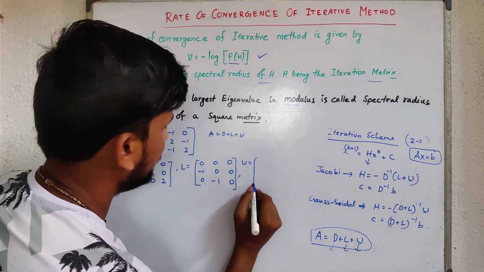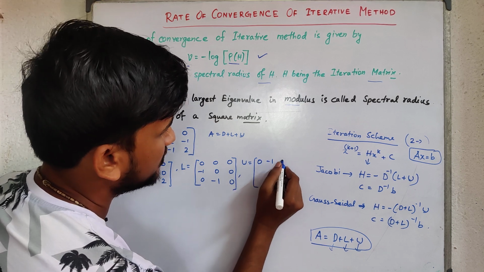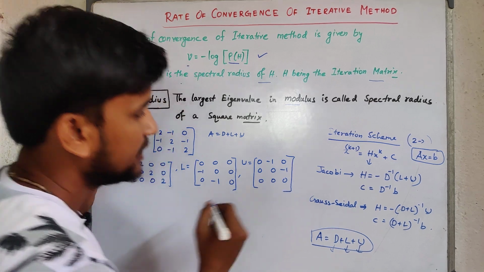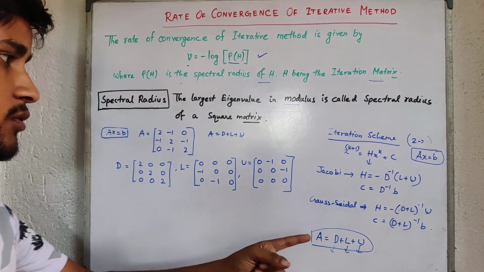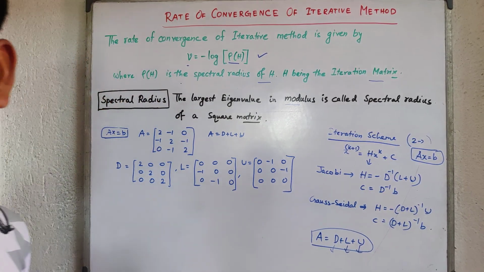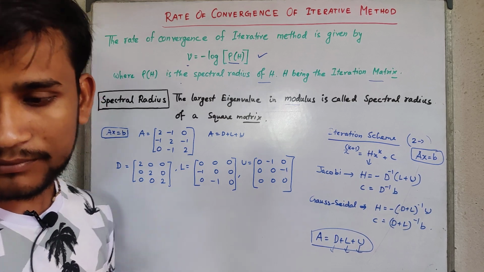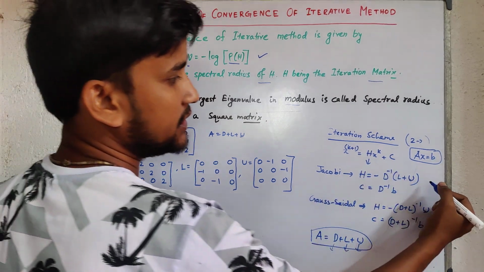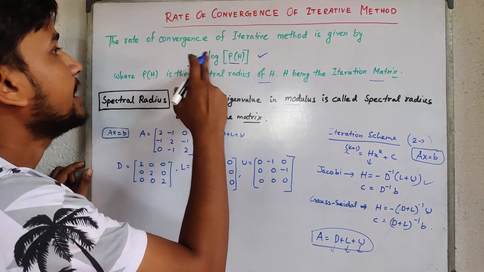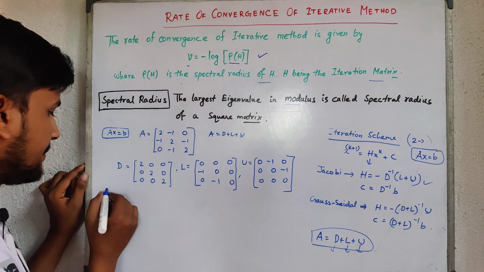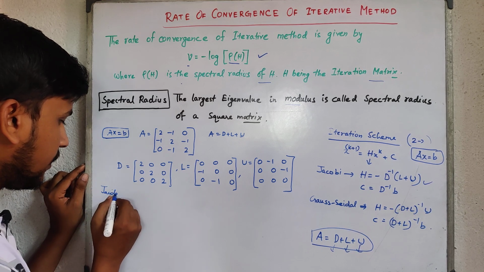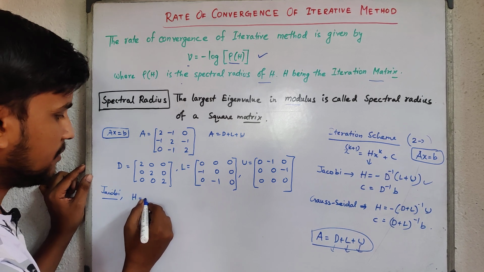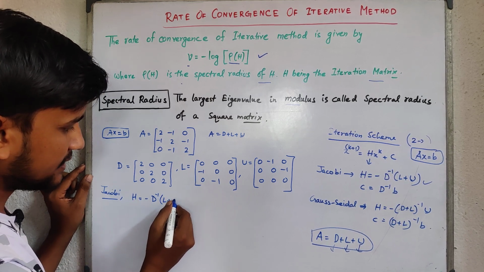And the U matrix is given by 0 -1 0, 0 0 -1, 0 0 0. So these are the three matrices to calculate the Jacobi iteration matrix. Now if we apply the Jacobi method first, I will just show for this method how to calculate the rate of convergence. So if we apply the Jacobi method, then what is the iteration matrix? Iteration matrix equals -D inverse (L plus U).